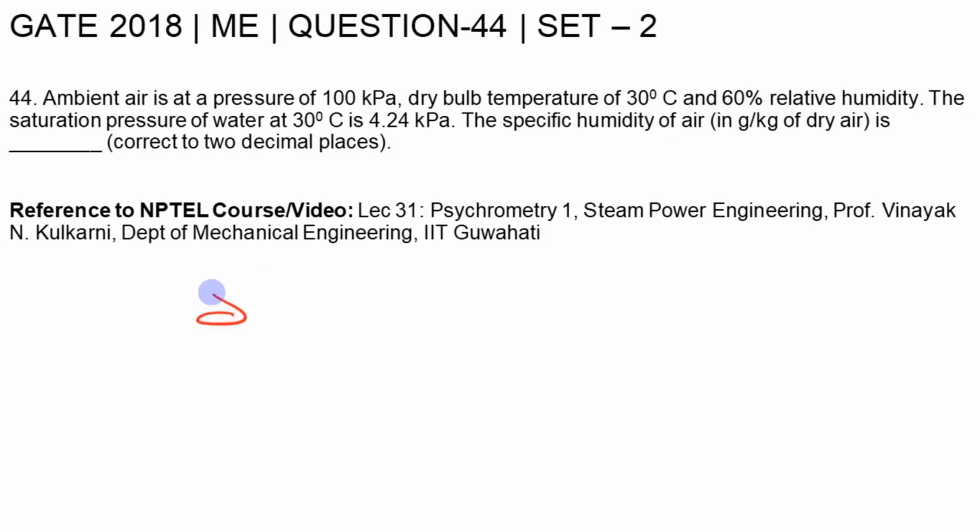Relative humidity is defined as phi is equal to the partial pressure of vapor divided by the saturation pressure of water. So let me write it as PVS, where S stands for saturation. Now in the problem PVS is given, right? PVS given is 4.24 kilopascal, and the relative humidity is given as 60%.